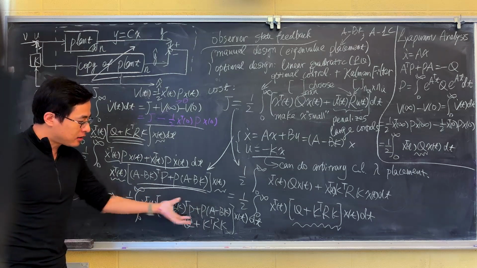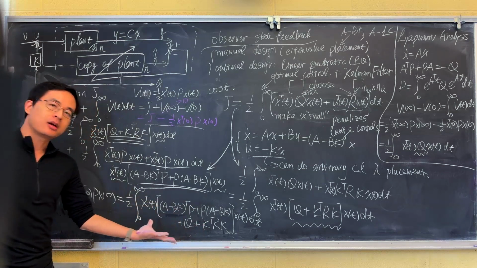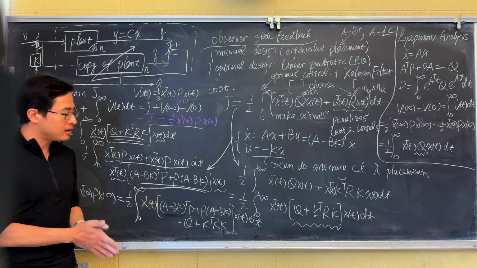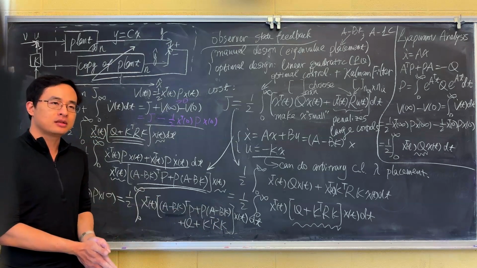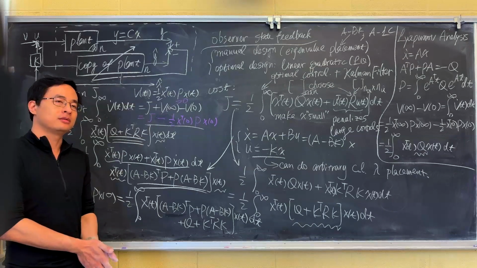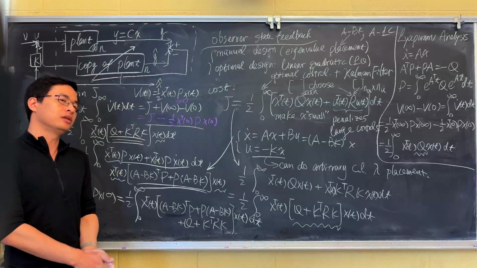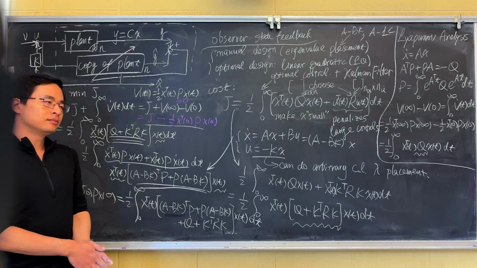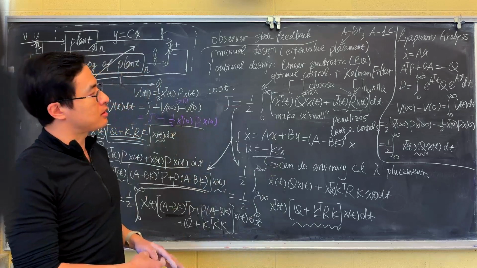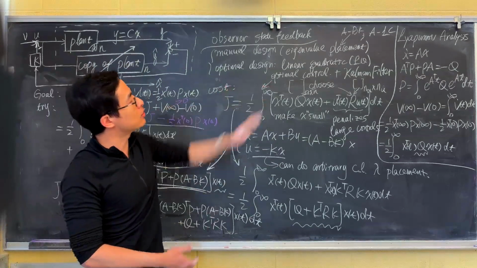The details of how to make this 0 we'll talk about next time. But this part being 0 is exactly some important linear algebra. It's called the Riccati equation, or algebraic Riccati equation. That's, in a nutshell, the big picture of linear quadratic optimal control.